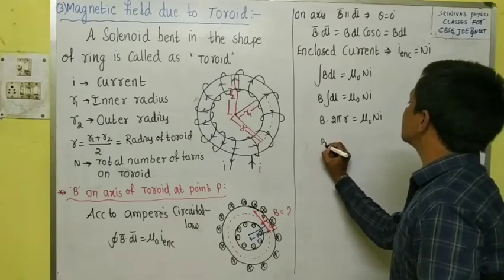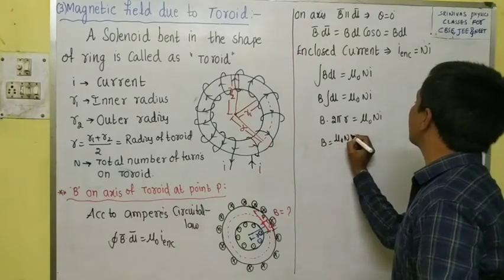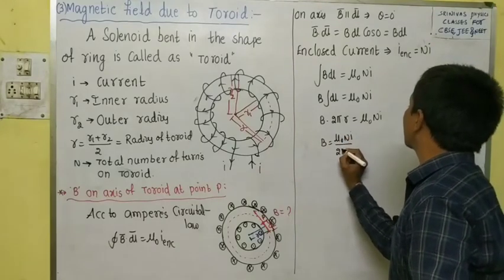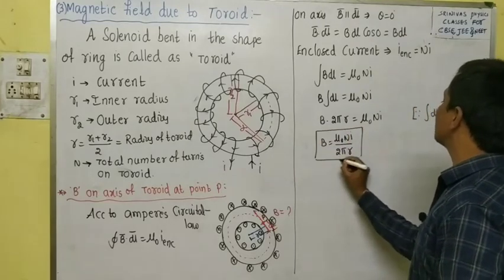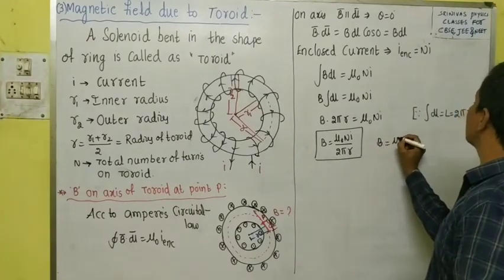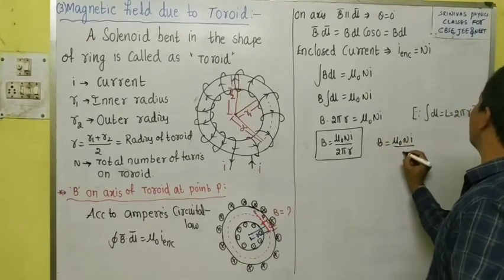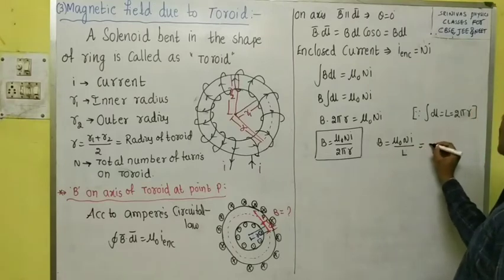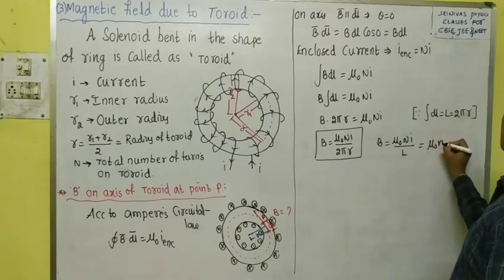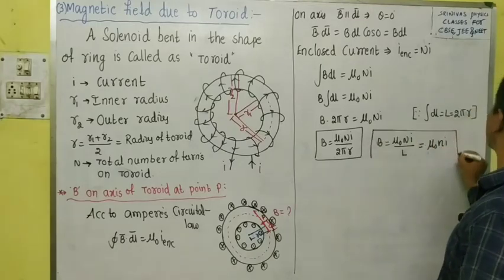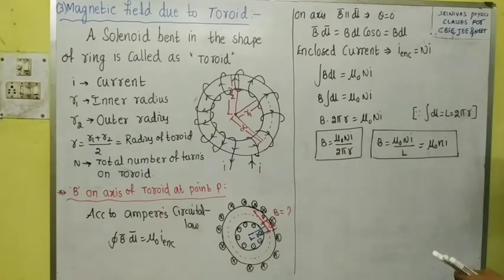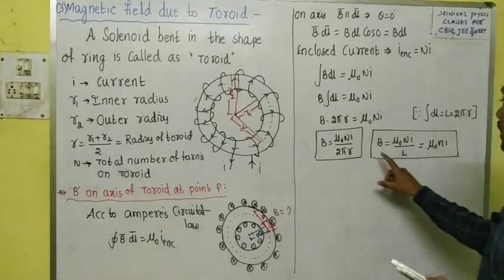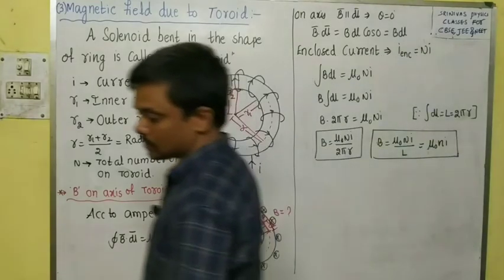Then we get B is equal to mu naught NI by 2 pi r. If you take this 2 pi r as L, then mu naught NI by L, and this N by L is the number of turns per unit length, which we write as small n. Then the B formula we get is mu naught nI. This is the formula for B on the axis. The same formula as outside, on the axis of the solenoid, we also got the same formula.